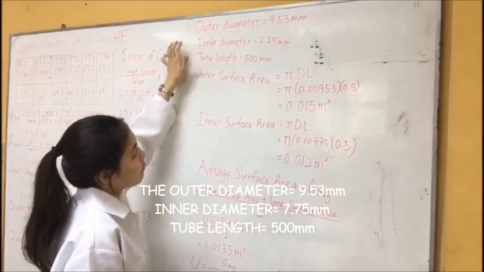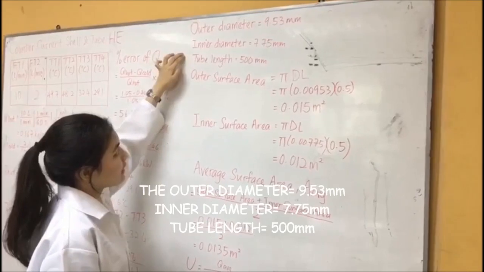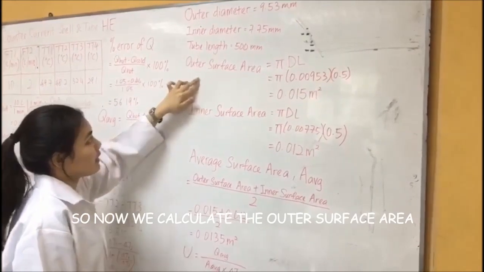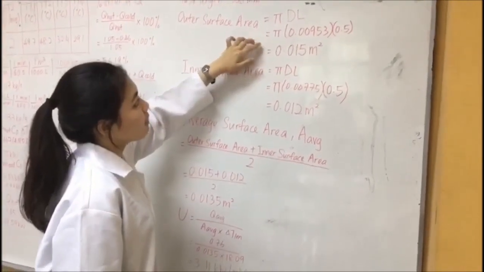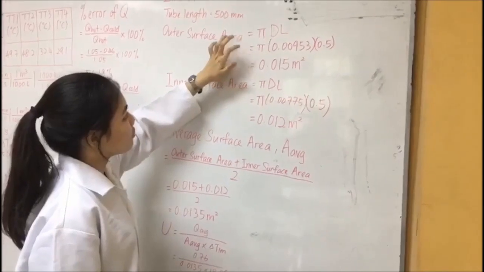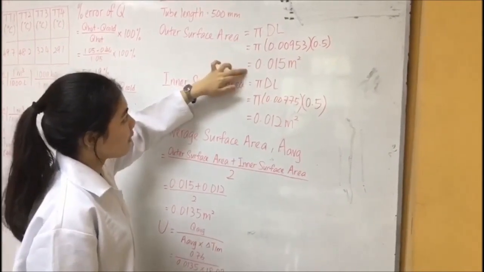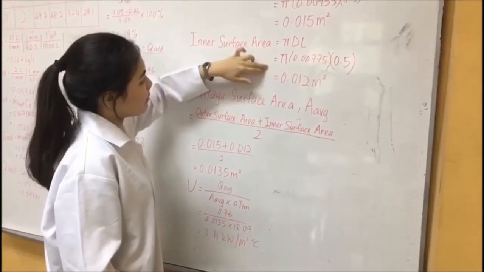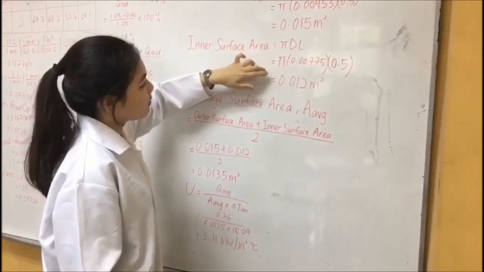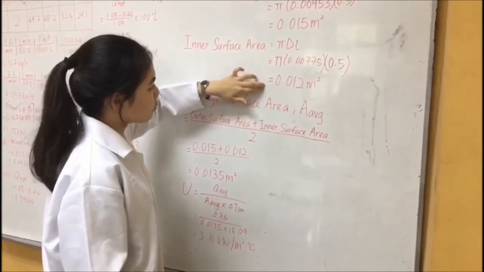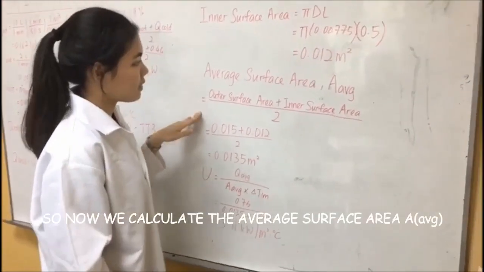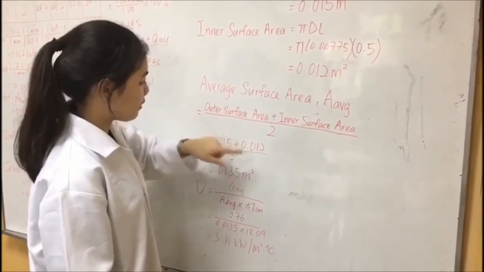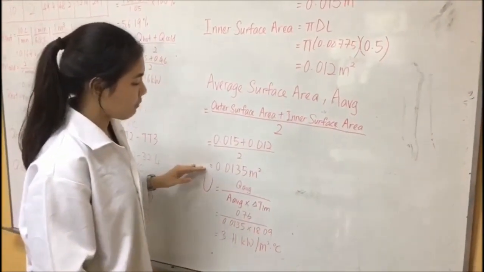The outer diameter is 9.53 millimeters, the inner diameter is 7.75 millimeters, and the tube length is 500 millimeters. Now we calculate the outer surface area, which is pi DL: pi times 0.00953 times 0.5, so we get 0.015 meters squared. This is the inner surface area, which is pi times 0.00775 times 0.5, so we get 0.012 meters squared. Now we calculate the average surface area, which is the sum of the outer and inner surface areas divided by 2, and we get 0.0135 meters squared.